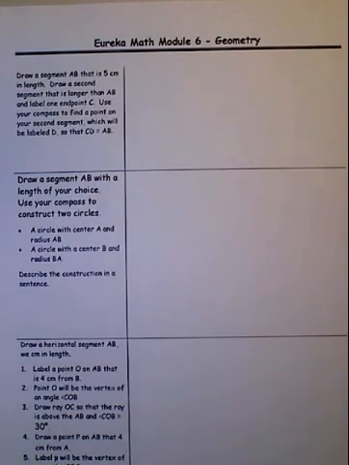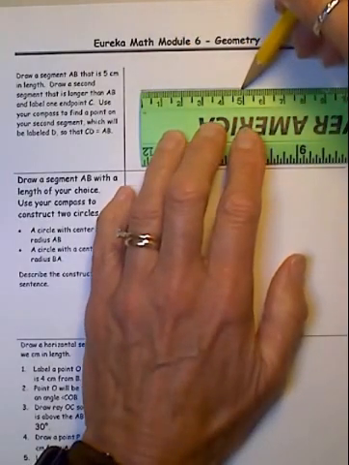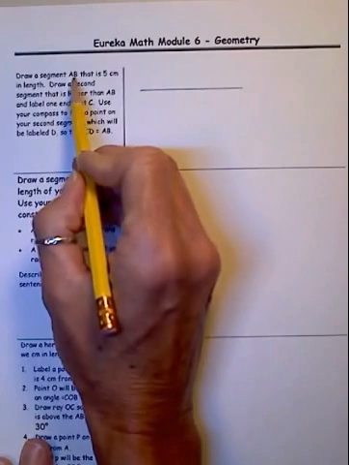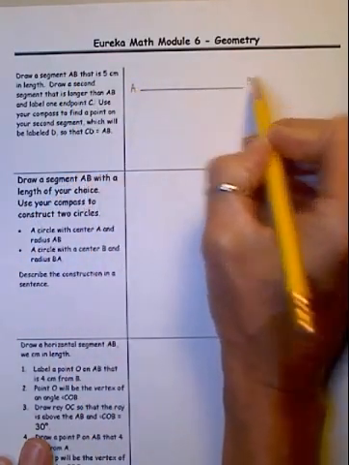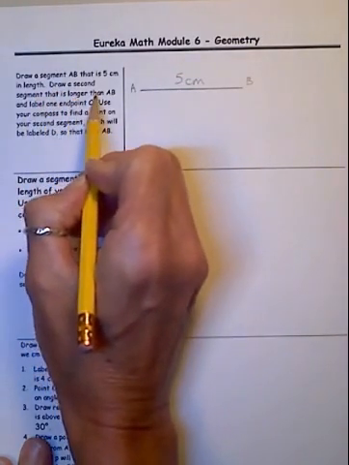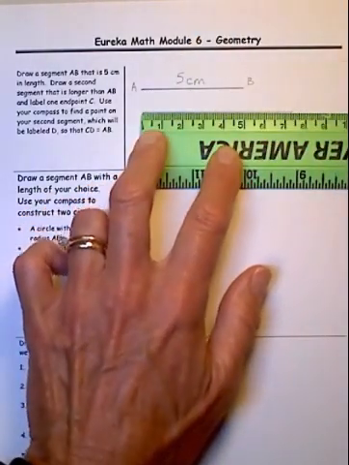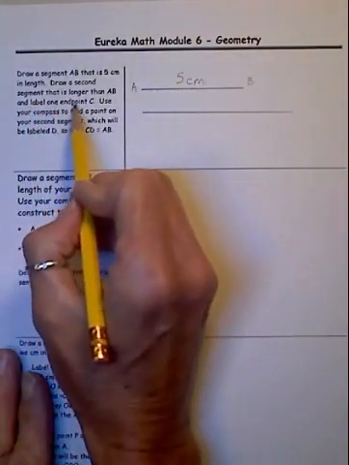Draw a segment AB that is 5 centimeters in length. Draw a second segment that is longer than AB and label one endpoint C. Use your compass to find a point on your second segment, which will be labeled D, so that CD is equal to AB. So first, let's get started with drawing a segment that is 5 centimeters long. And we want to label that AB. And we know that that's 5 centimeters. Next, draw a second segment that is longer than AB. Label one endpoint C.